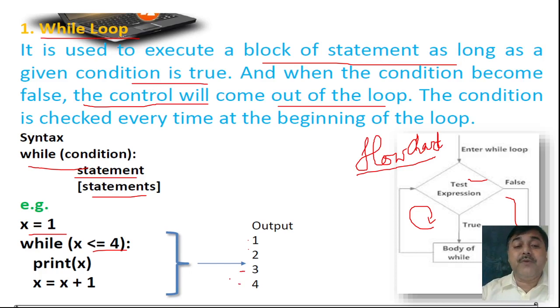When x becomes 5, this particular statement will work in this way. The condition is now becoming false. As the condition is false, it comes out of, or exits, the loop, isn't it? So this is the while statement we are using.